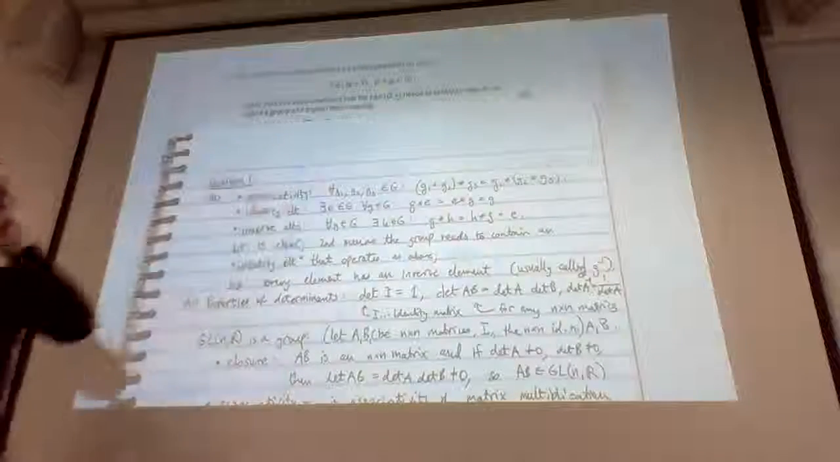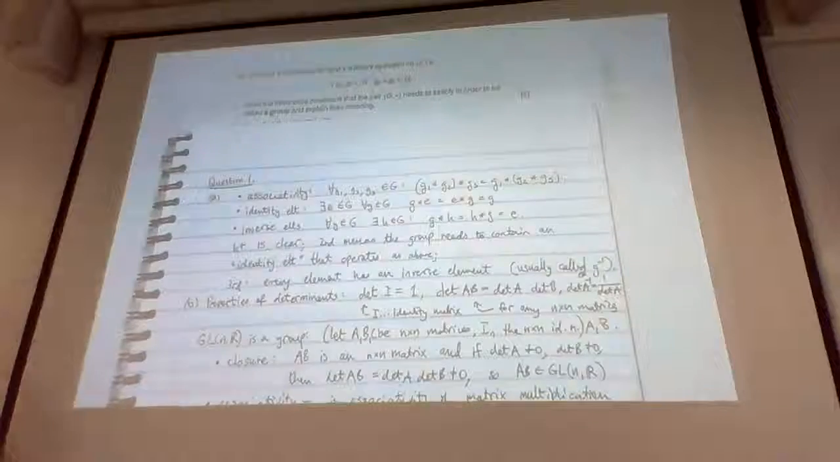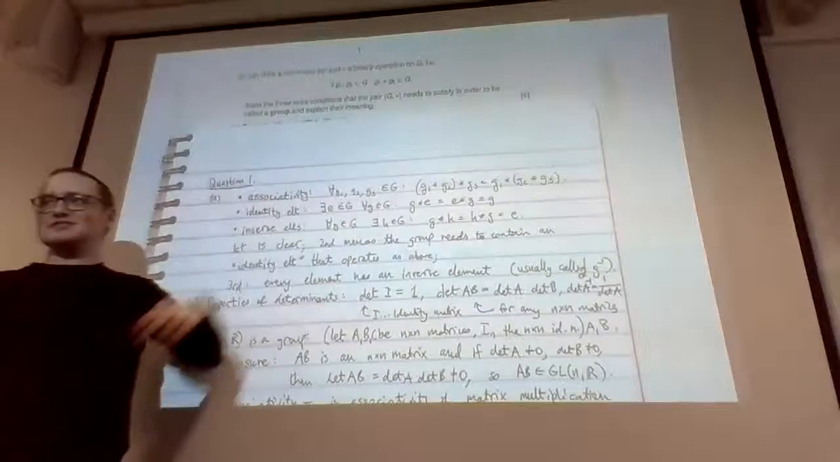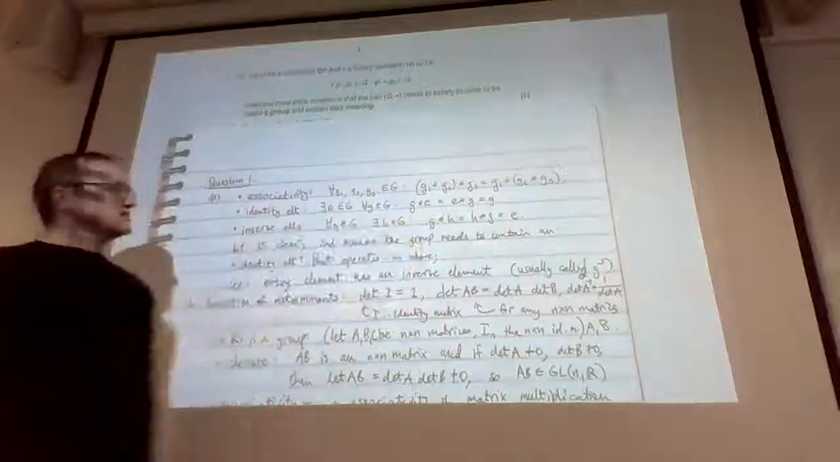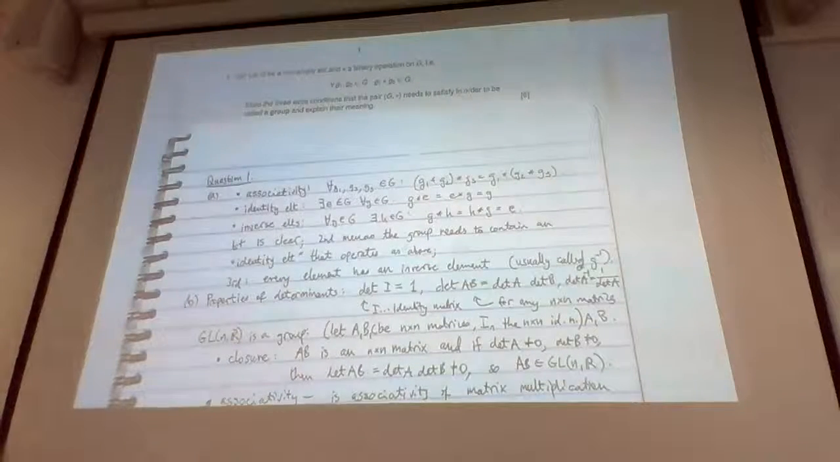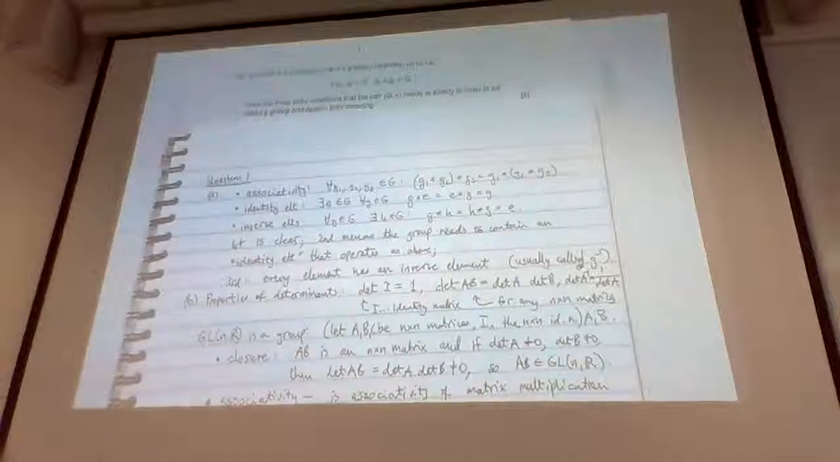Okay, inverse elements. For every G. Interestingly, he's not introducing the superscript -1 notation, which is fair enough. So for every G, there exists an H such that G H equals H G equals E.